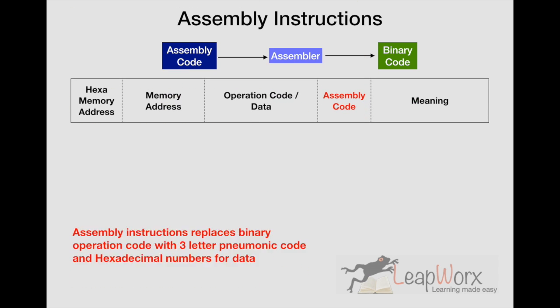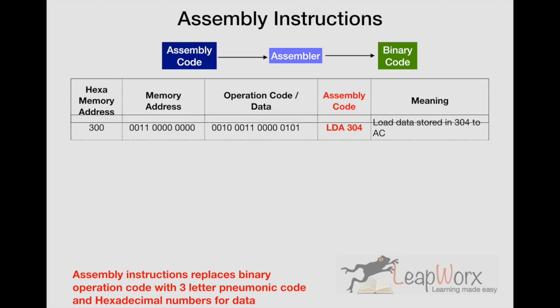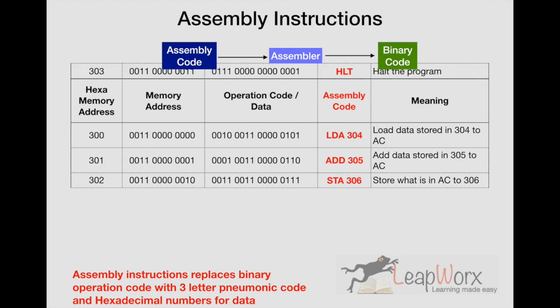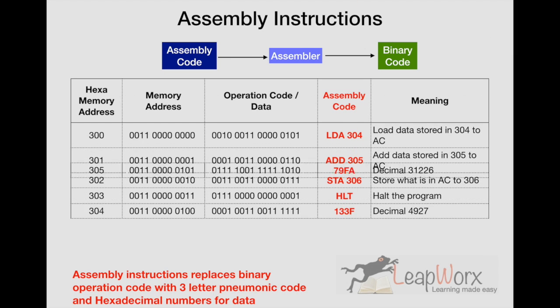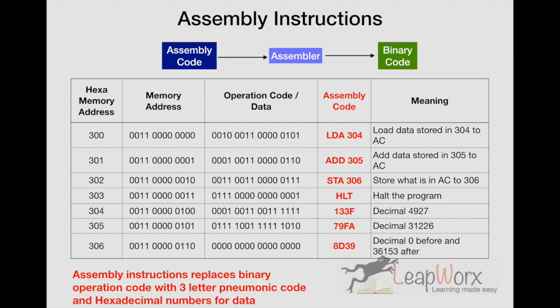So the same instructions, if you see, the one in the red is the assembly instruction, right? And you see that it uses words like LDA, ADD, STA, HLT, right? So these are sort of mnemonic codes for the actual binary code. And for numbers, they used hexadecimal numbers. Okay, they're still not using decimal numbers. They're using hexadecimal numbers.